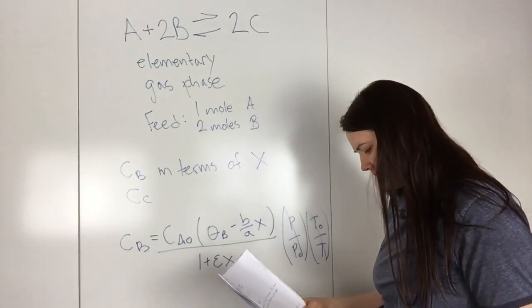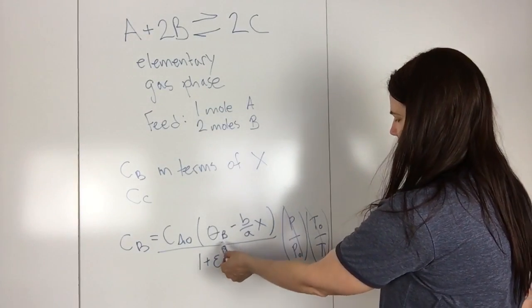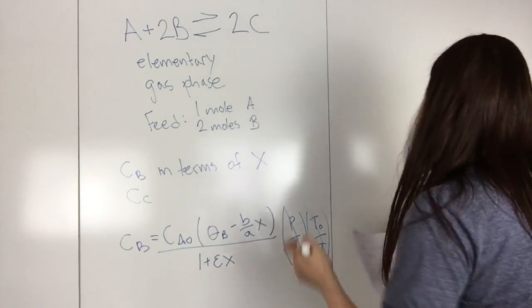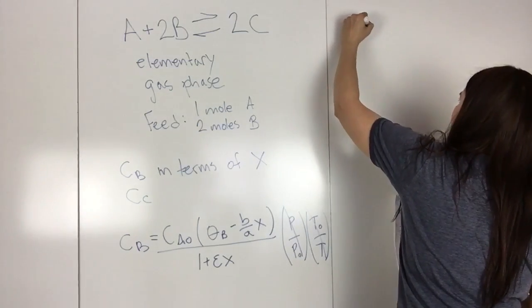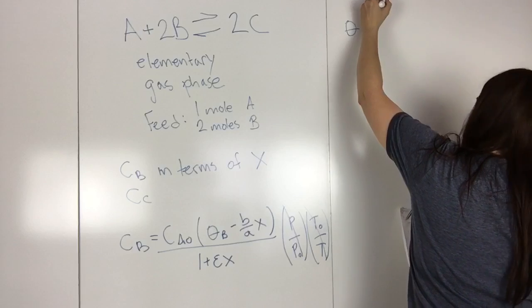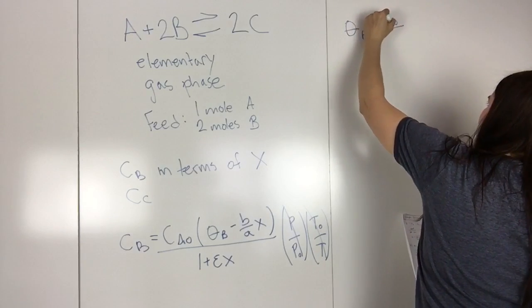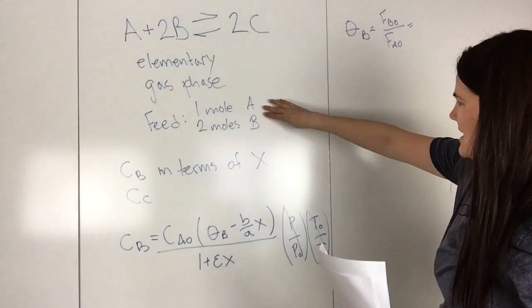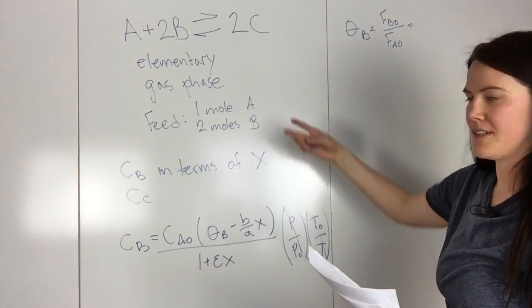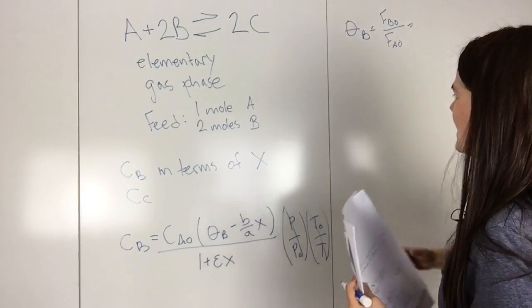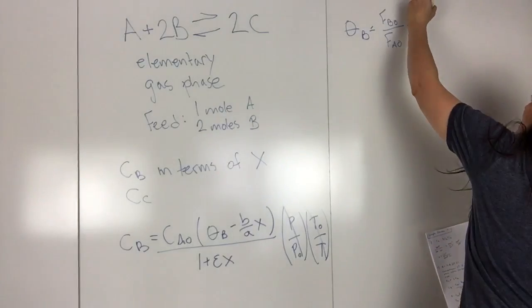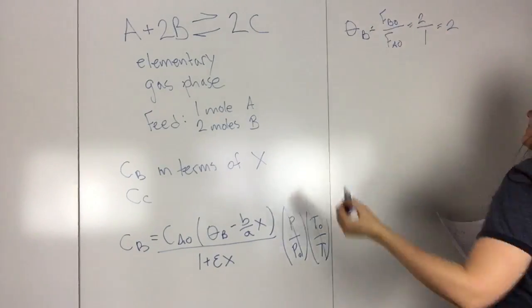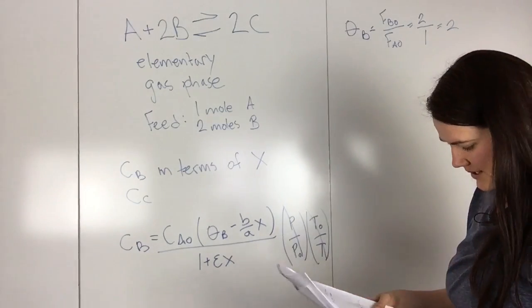So now we just need to solve the different parts in this. We know that, first of all, theta B is equal to FB naught over FA naught. We get that from this because we were given the feed. So we know that FB naught is 2 and FA naught is 1. So theta B is 2 in this case.